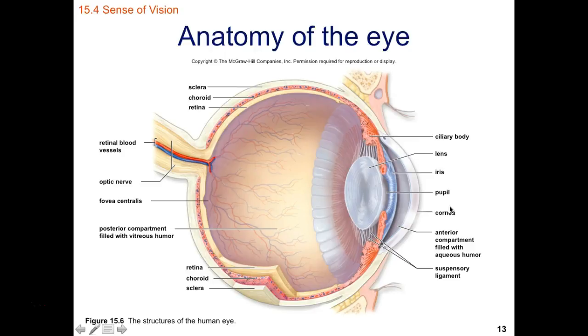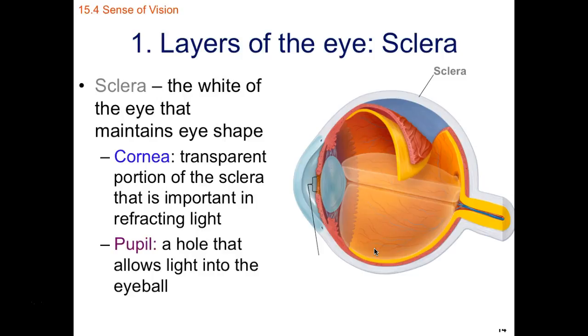And this is the diagram that I pulled from your book. It shows you the different layers of the eye. We're going to be talking about all of these structures in the coming slides, so I won't go through it now. Okay, so let's start off at our first outermost layer, which is the sclera.